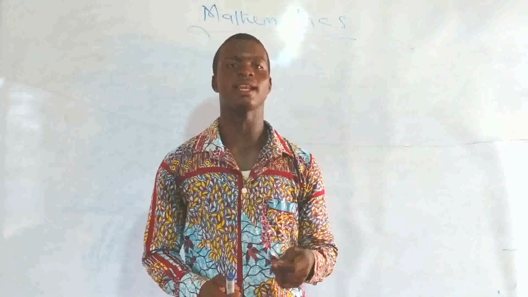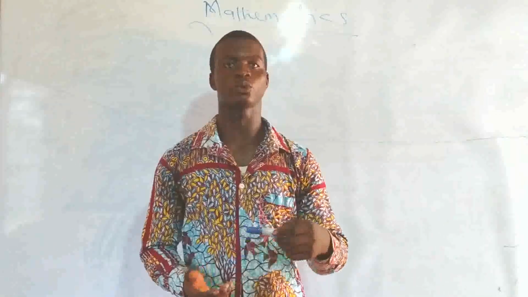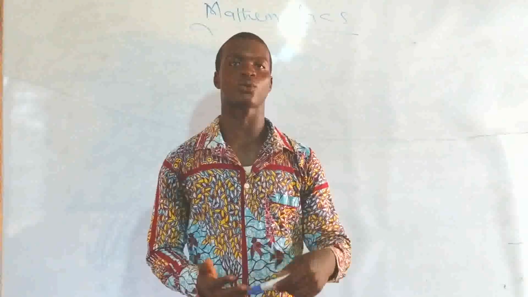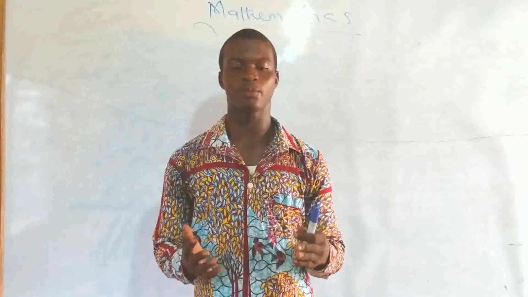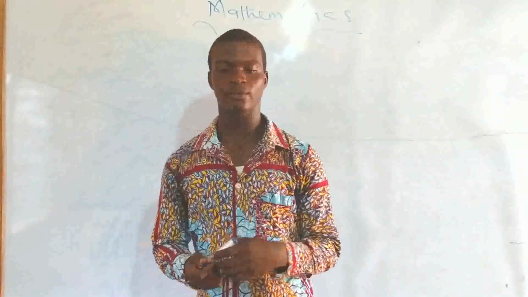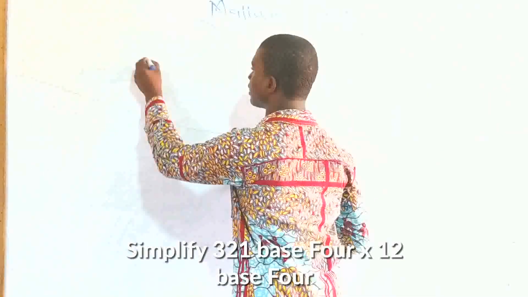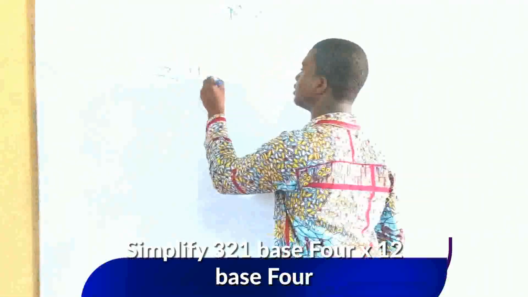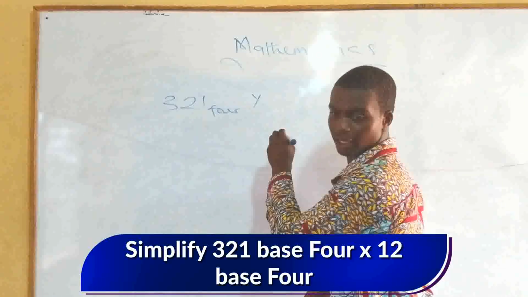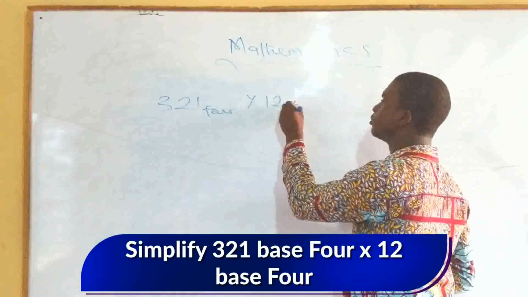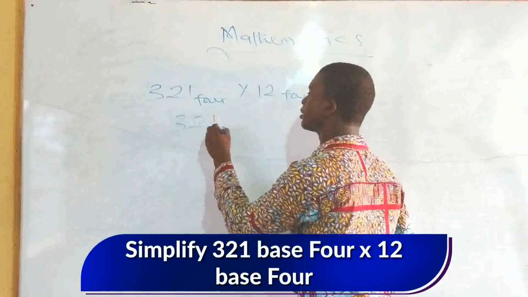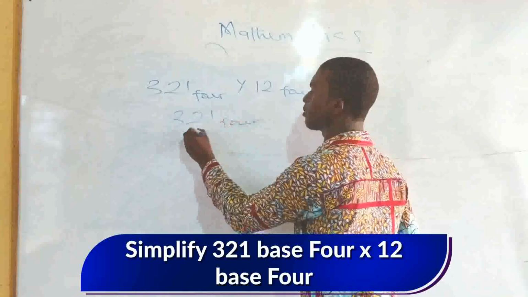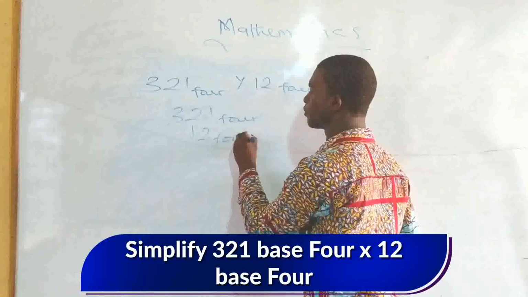Starting with the last question for the day, that's question number 10. And in our next lesson, we will go through a different set of questions that broaden your understanding of number bases. And so with our last question, we have it this way. Simplify 3 2 1 base 4 multiplied by 1 2 base 4.